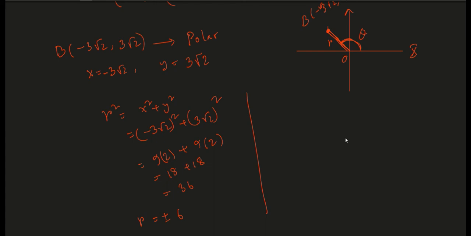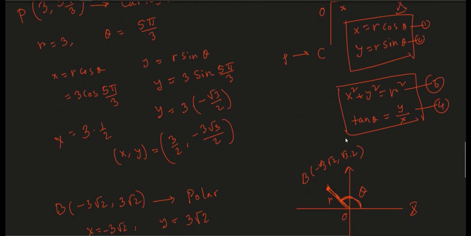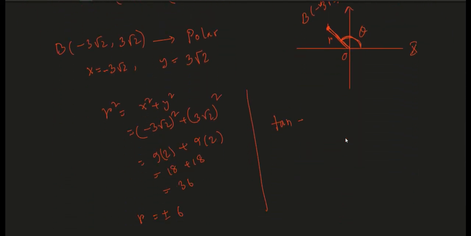Now we have to find the value of tan theta, which is defined in formula 4. Tan theta equals y over x. So y is positive 3 root 2, and x is negative 3 root 2, and we get negative 1. That means tan theta equals negative 1. We know tangent is negative either in the second quadrant or in the fourth quadrant, and the point is already in the second quadrant, so we also know the angle.